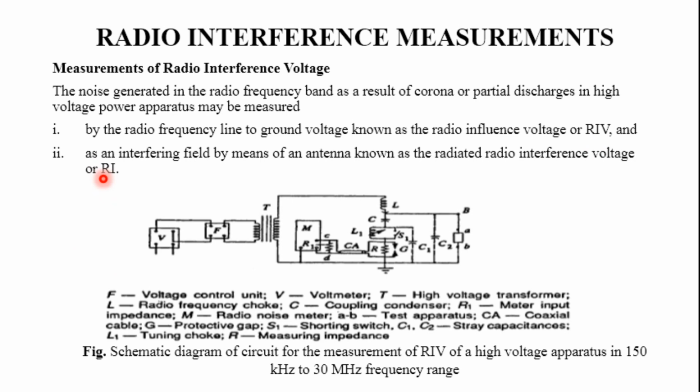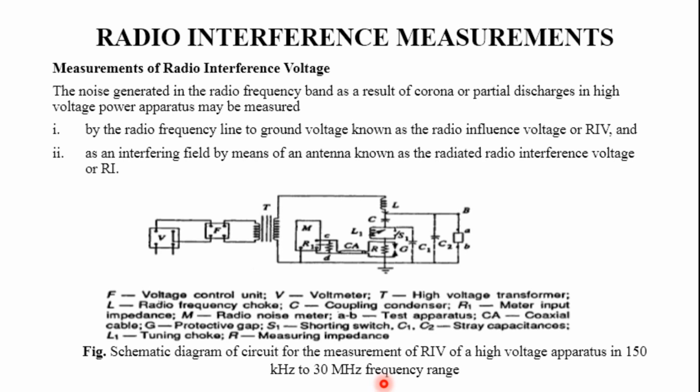This is the schematic representation of the circuit diagram for RIV measurement of high voltage apparatus in the 150 kilohertz to 30 megahertz frequency range. The radio noise meter used in the laboratory consists of a portable radio receiver with a local oscillator, a radio frequency amplifier, a mixer, and intermediate frequency amplifier detectors. In addition, the radio noise meter has multiple input circuits to accommodate a number of pickup devices, attenuators, calibrators, and an output circuit consisting of special detectors and meters.